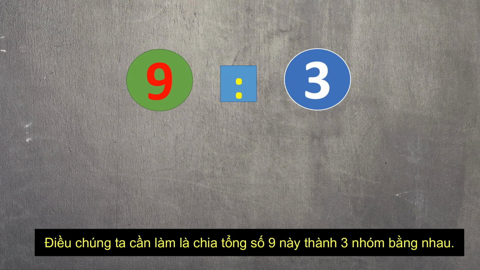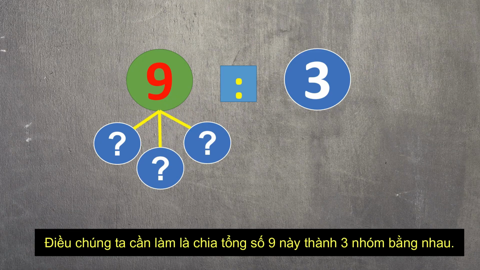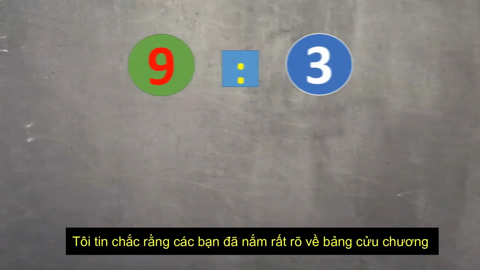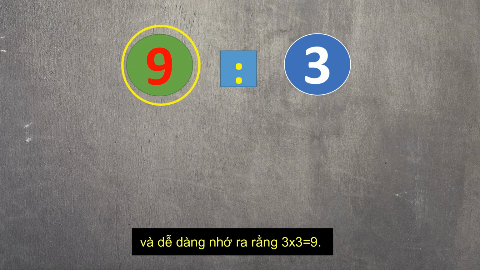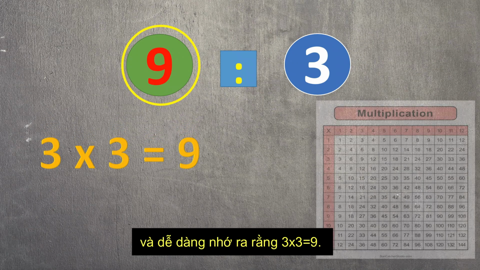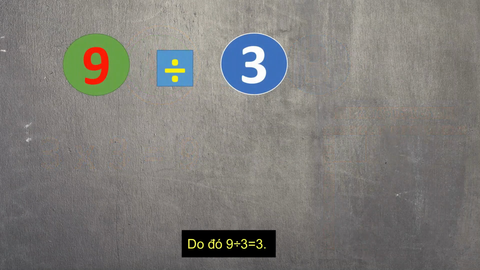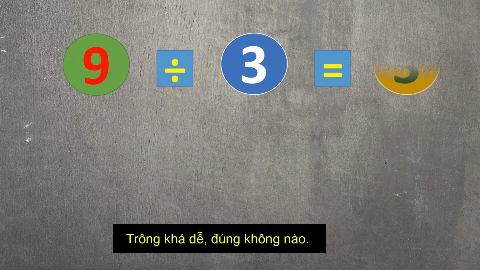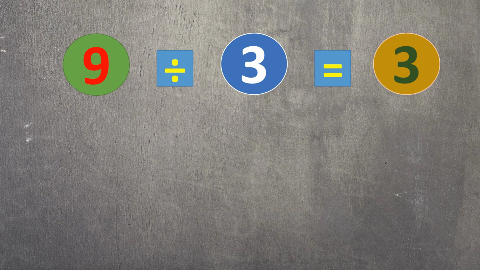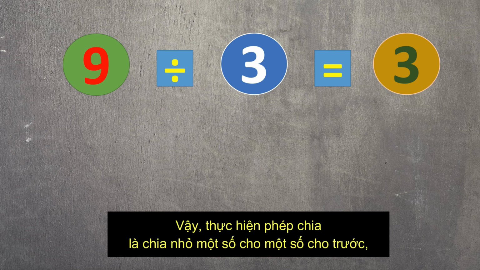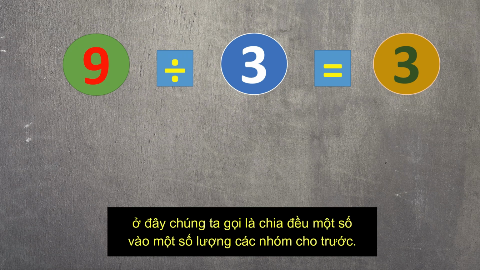What we have to do is to divide the total 9 into 3 equal groups. I'm sure you are now the master of the multiplication table and can easily remember that 3 multiplied by 3 equals 9. So 9 divided by 3 equals 3. Looks so simple, right? Yeah, because you already learned the fact family of 3 in multiplication. So, doing division is to divide or to split up a number by any given number. It means dividing a number equally into a given number of groups.